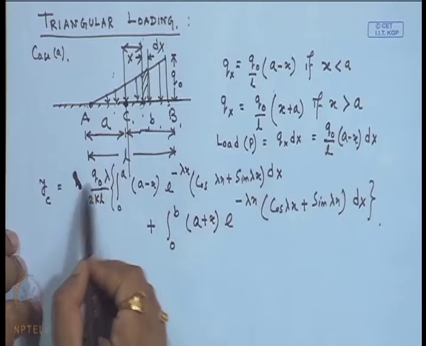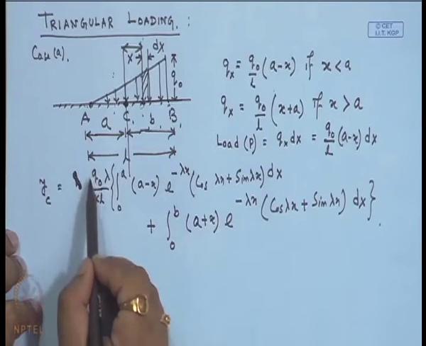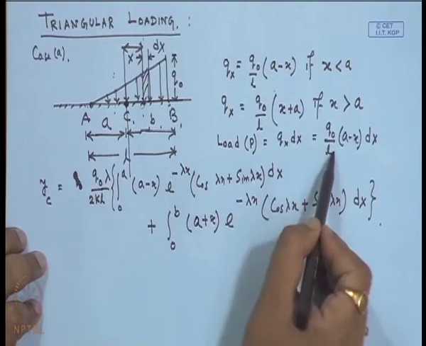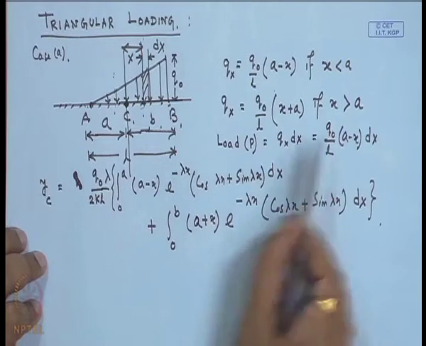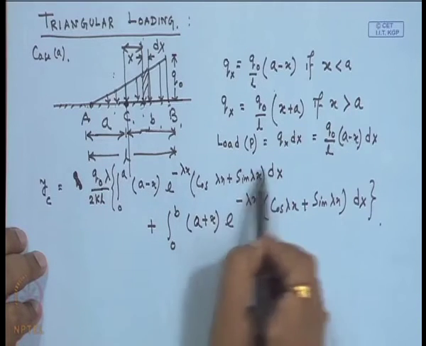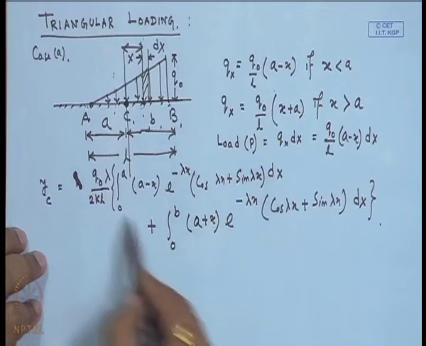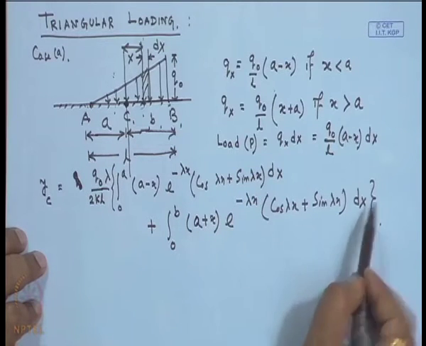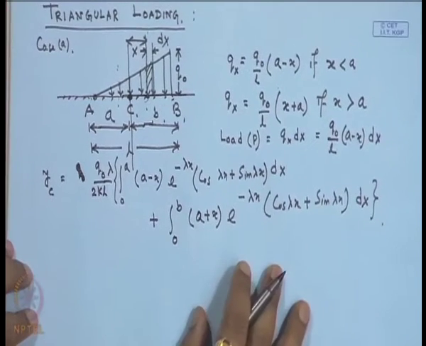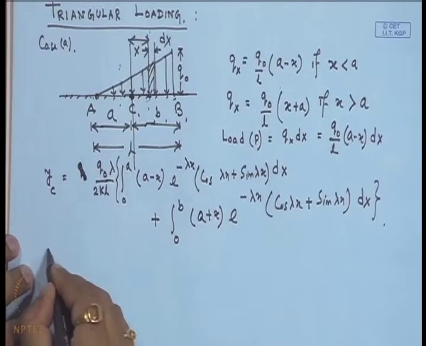So, in the case of P, you have to put this value. So, y c is P lambda by 2 k. The first case will be 2 k L, this L, and then q 0, and then A minus x and dx in this region, and another will be A plus x into dx.